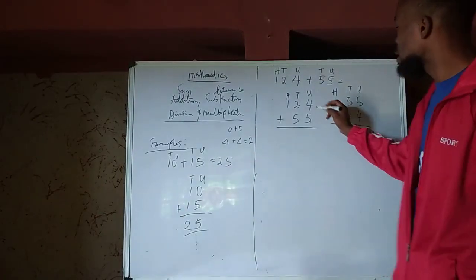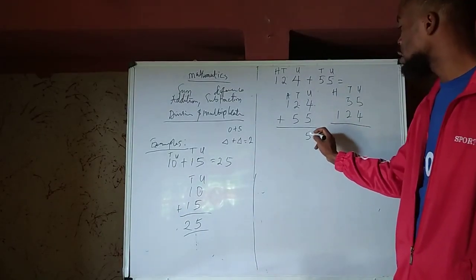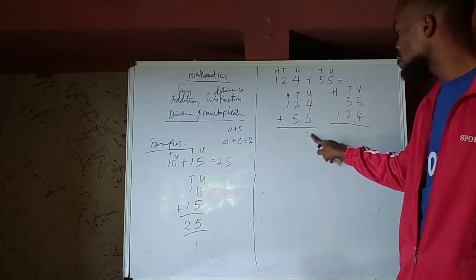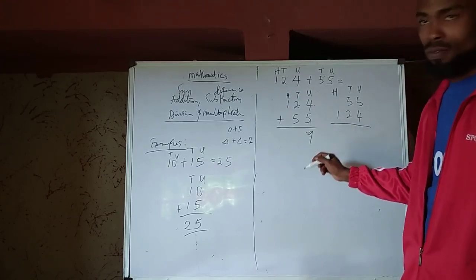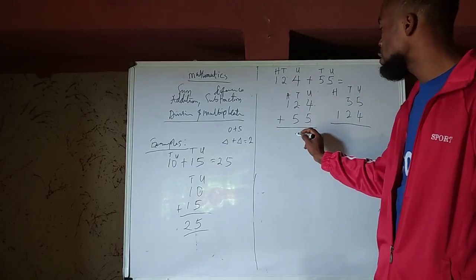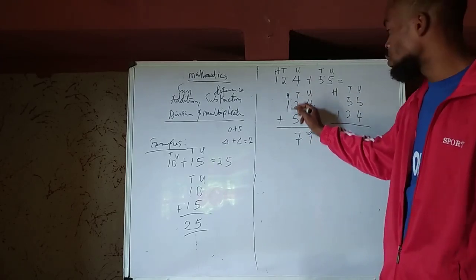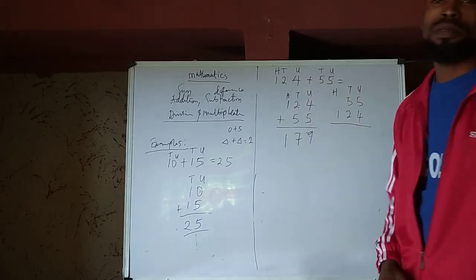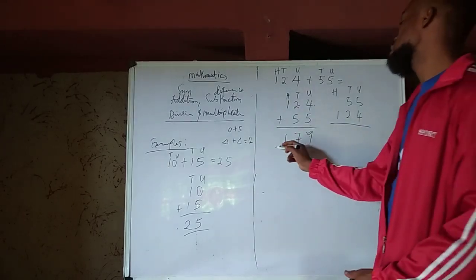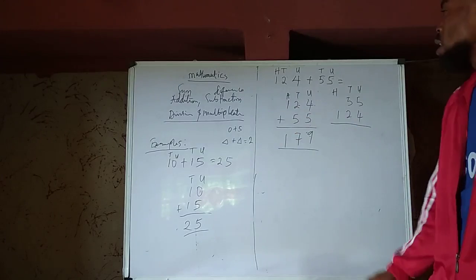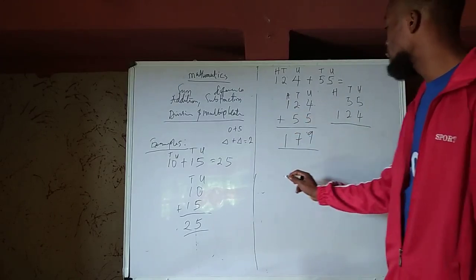Okay, so 4 plus 5 gives us 9. It's easy to do that, right? Of course. 2 plus 5 gives us 7, and 1 plus, here there is nothing, so 1 plus 0 is 1. Okay, so that's 179.